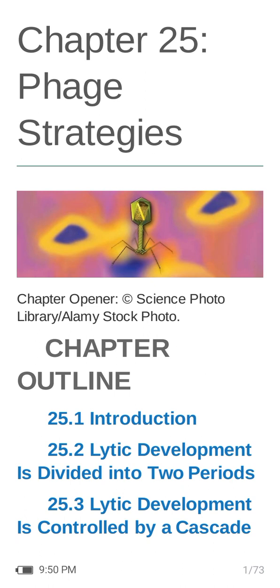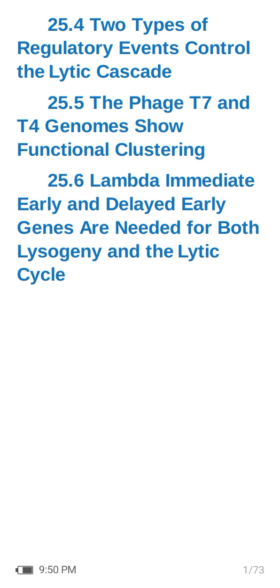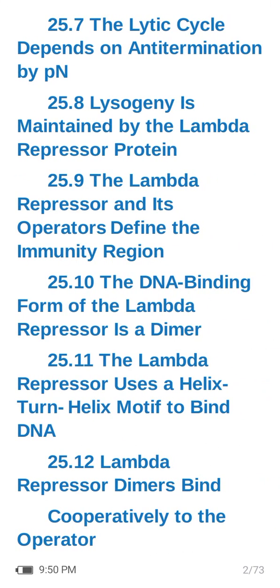Then lytic development is divided into two periods. Then lytic development is controlled by a cascade. Two types of regulatory events control the lytic cascade. Phage T7 and T4 genomes show functional clustering. Then lambda immediate early and delayed early genes are needed for both lysogeny and lytic cycle. Then the lytic cycle depends on anti-termination by pN.